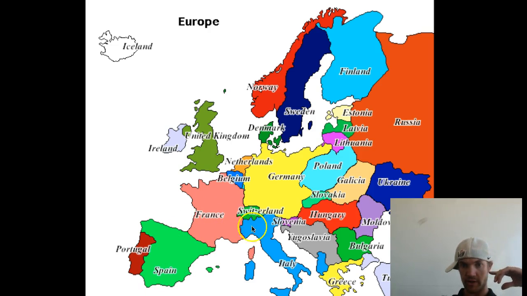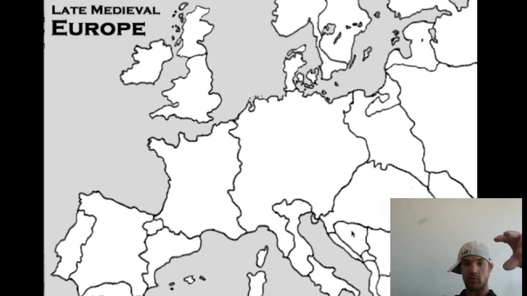Spain, Portugal, France, Italy, Germany, Greece, Bulgaria, Yugoslavia, Slovakia. This map is even old, but that's alright. This is a more modern map, and the point is that Europe is changing over time, and we'll work with this map later to help that sink into our heads.